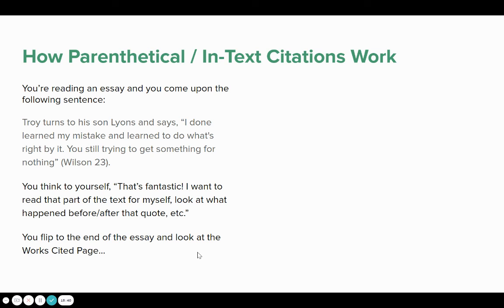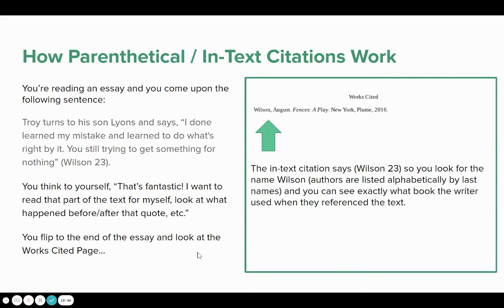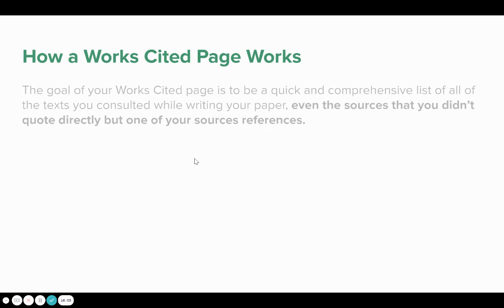You flip to the end of the essay and look at the works cited page. The in-text citation says Wilson 23, so you look for the name Wilson. Authors are listed alphabetically by last names, and you can see exactly what book the writer used when they referenced the text. So the in-text citation sends you to the works cited page as you are reading.